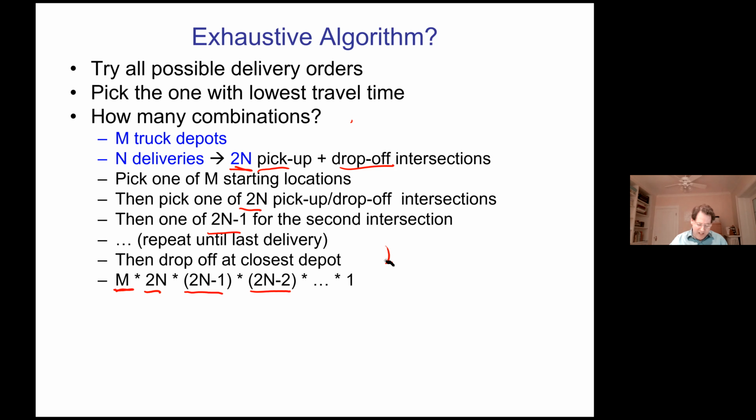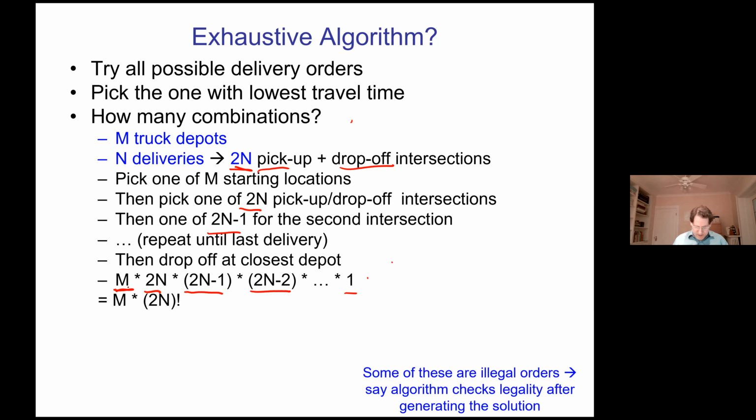I didn't put the final M in because technically, if I'm at a depot, I could just drop it off at the very end. I don't really need to evaluate all possible choices of depot for all combinations of what happened before. I can just go to the closest one. So I don't wind up with a last factor of M. But this is a big number. It's M times 2n factorial.